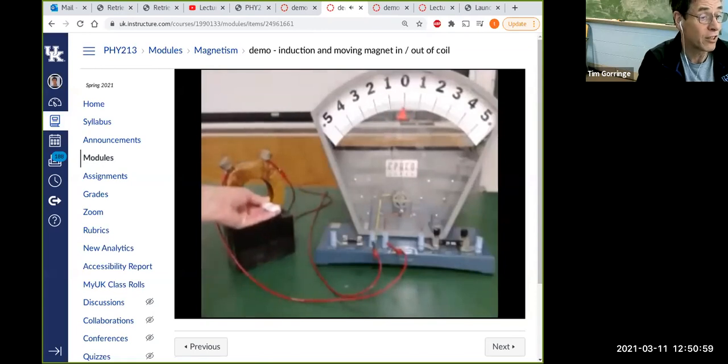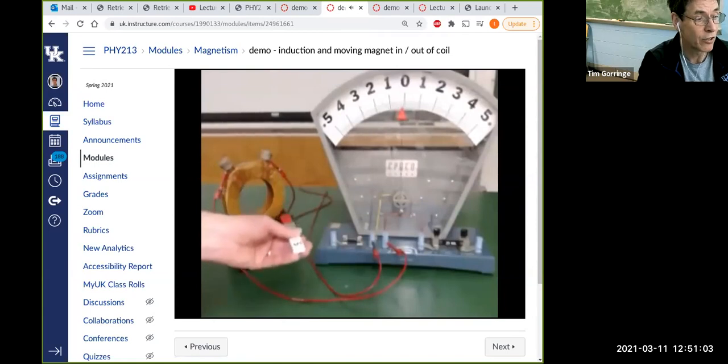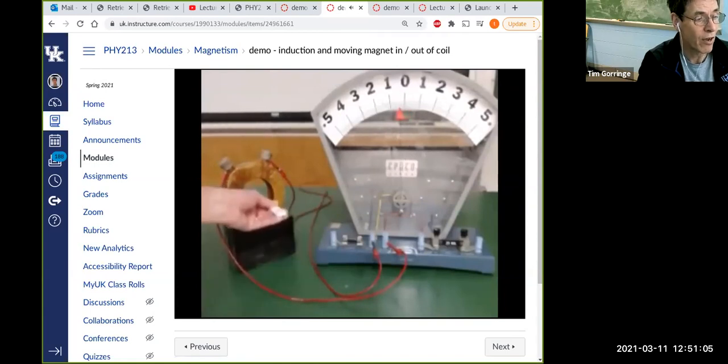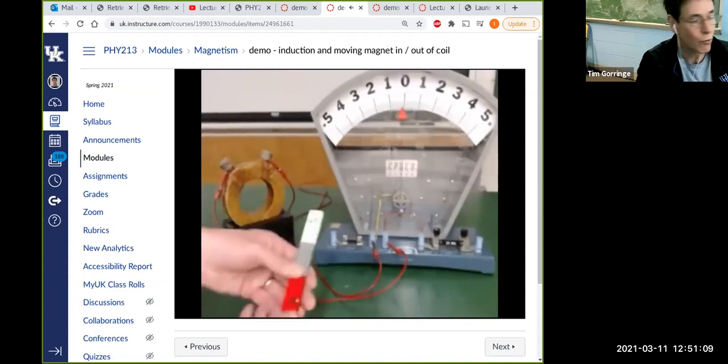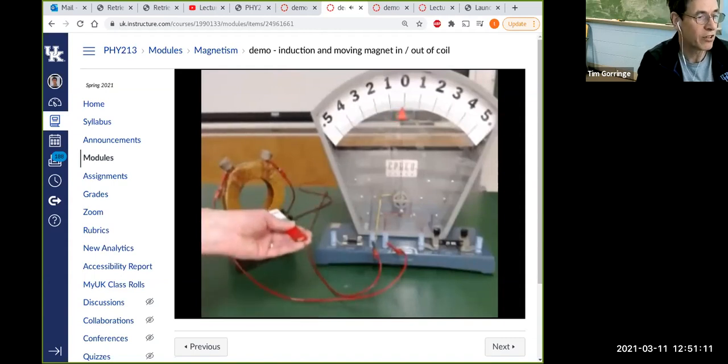Look at it deflect to the right. And then if I pull it out, it deflects to the left. And I'll do it again. Push it in, deflects to the right, pull it out, and it's going to deflect to the left. That's exactly what Faraday and Henry did. Now I'm putting the South Pole in.